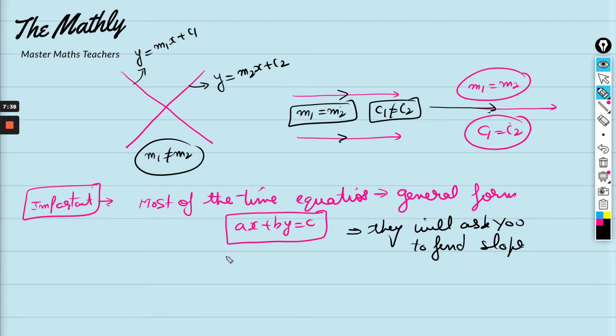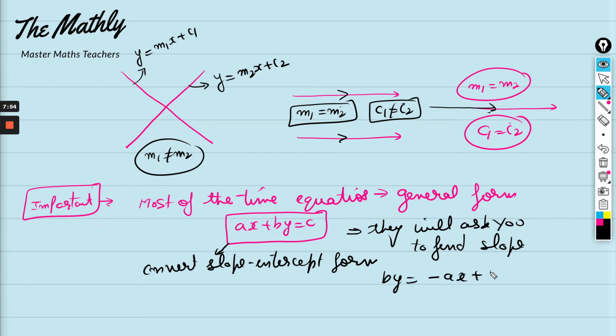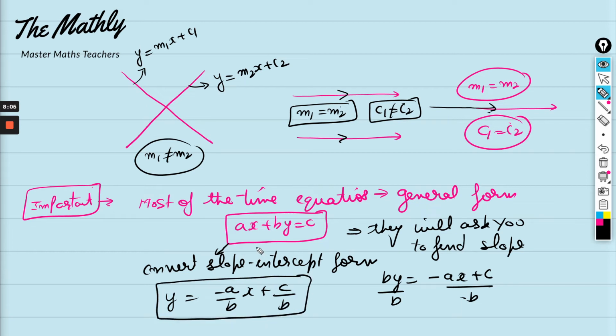Now what you will do is try to convert this into slope-intercept form. You can go this way: by equals minus ax plus c. Divide by b, and you'll get y equals minus a by b x plus c by b. This is how you get to the slope-intercept form, and then you can say that this is the slope.